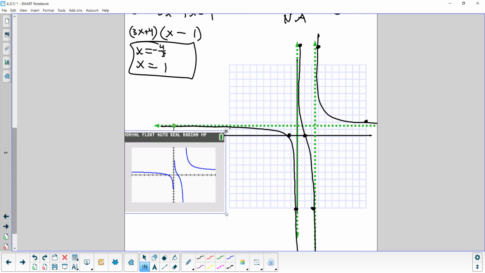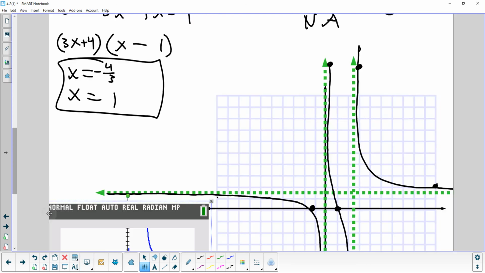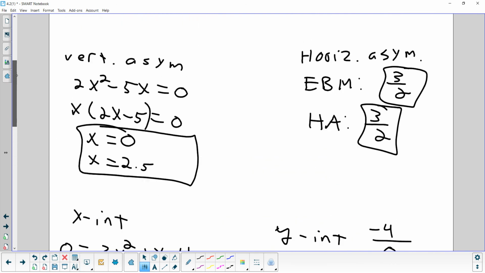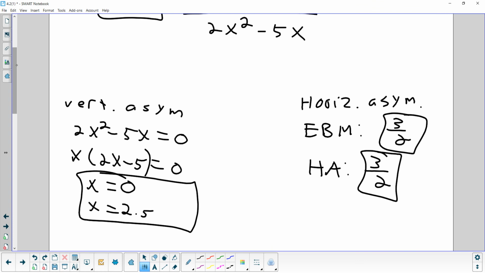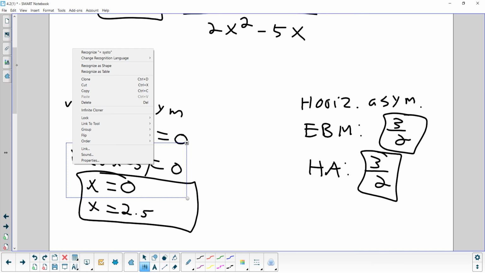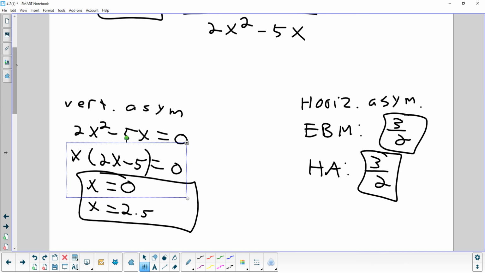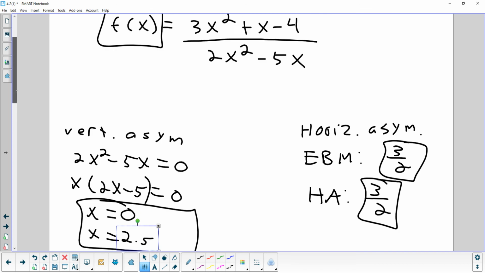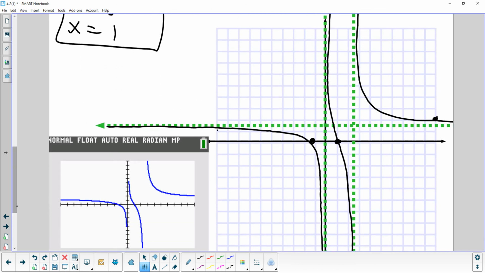Any questions on that? Yeah. For the vertical asymptote, how did you get the 0 and the 2.5 from the x times 2x minus 5? So we factored out the x. That was the first step. And then set each factor equal to 0 and solve. So you set x equal to 0 and you just get 0. If you set 2x minus 5 equal to 0, you would have to add the 5 and then divide by 2. And 5 divided by 2 is 2.5. Okay, any other questions on that?